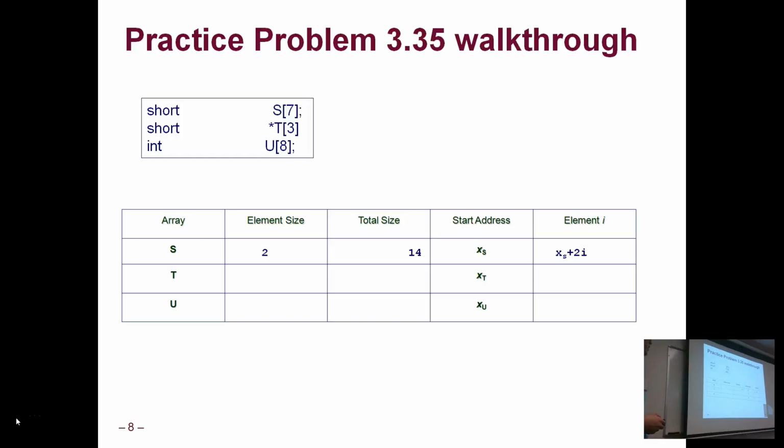Element size for T is 8. It's a pointer. The total size is 3 times 8, which is 24. And the element is at plus 8i. The last one, the integer, the element size is 4. Total size is 32, so it's 4 times 8. And that element is at u plus 4i.